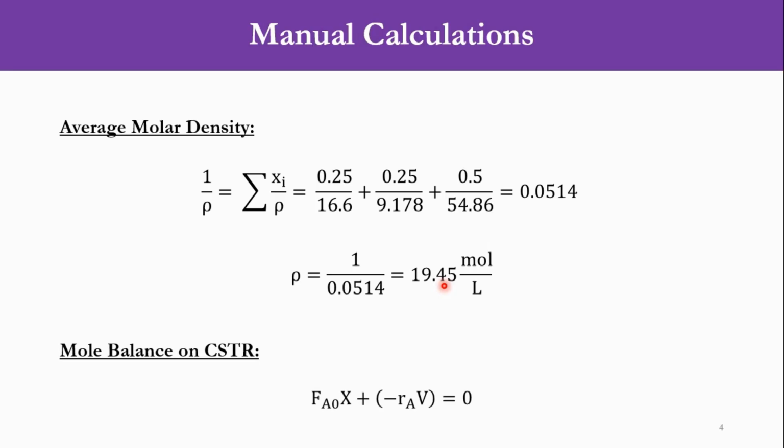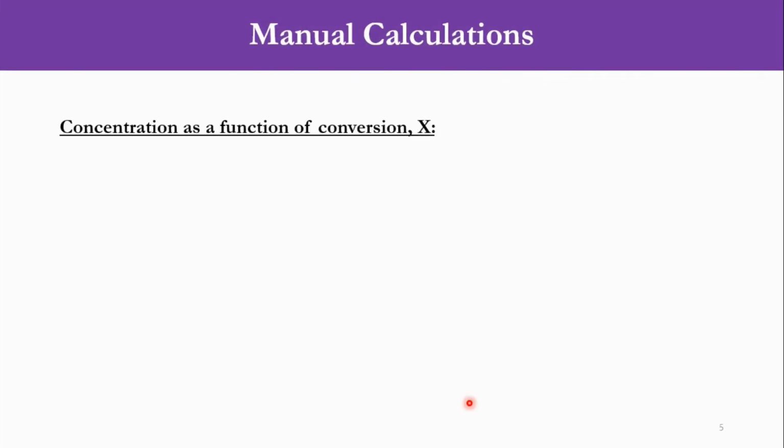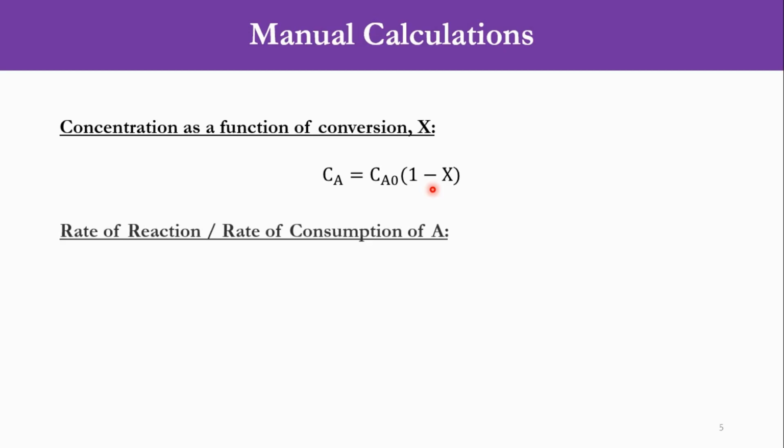Applying the mole balance on the CSTR, FA0 minus FA plus rA into V is equal to 0. That is the equation for mole balance on a CSTR, and every variable in this equation has a physical meaning. If your rate expression is wrong, your reactor size will definitely be wrong. Using the expression for concentration as a function of conversion, CA is equal to CA0 into 1 minus X. We have applied stoichiometry and we can get it. The rate of reaction expression is minus rA is equal to k CA squared, or rA is equal to minus k CA squared.